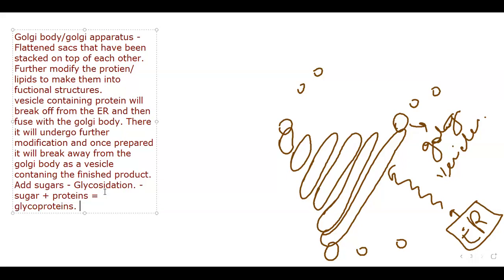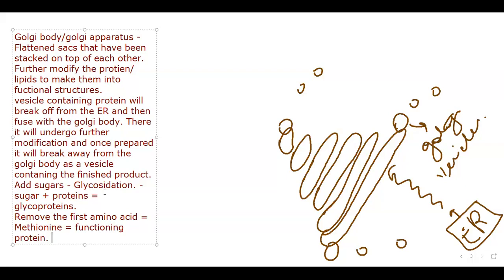Now, along with that, what else can we do? Another thing it does is it will remove the first amino acid. There is a first amino acid in every single protein. The first amino acid is always methionine, always. And I'll tell you guys why when we do the topic of protein synthesis, right? So it will remove methionine so that we will have a functioning protein. So this is an example of some of the modifications it does. It's going to add components to the proteins like sugars. It will remove the first amino acid to make it into a functioning protein.